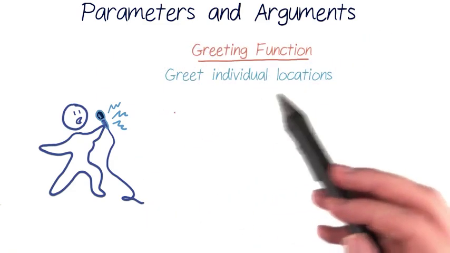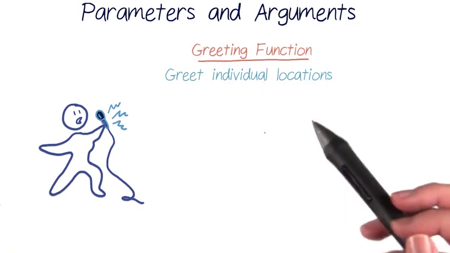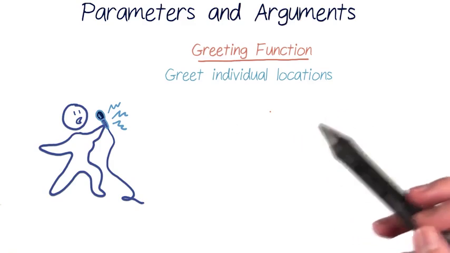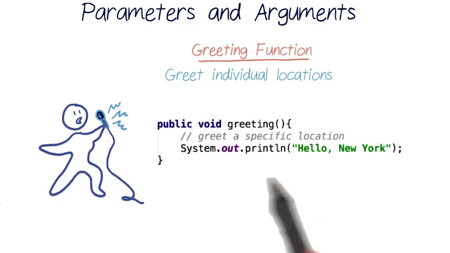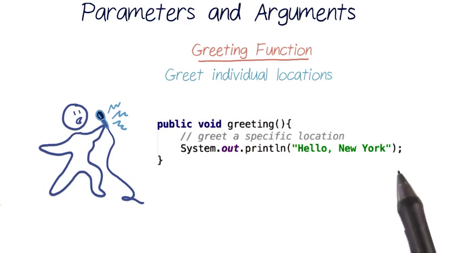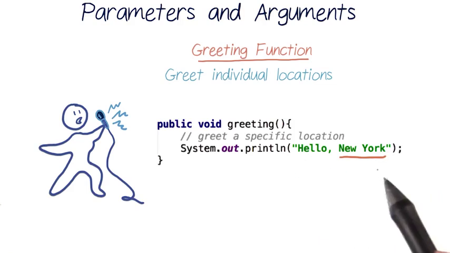So let's write a greeting function that can say hello to unique locations. We want to customize our code to greet each place individually by the location's name. We can start by writing a function called greeting that prints out hello and then the name of a location, like New York. But we'll want to be able to change this location to greet wherever we are.